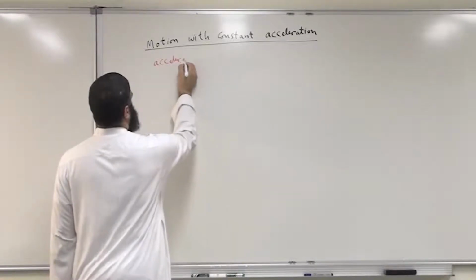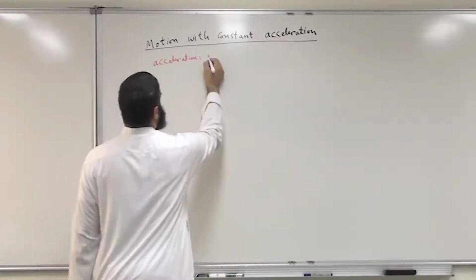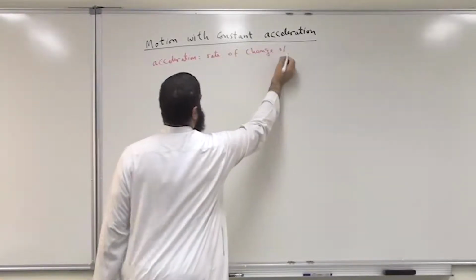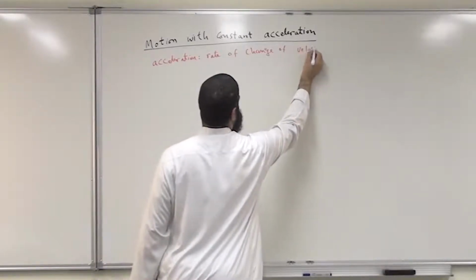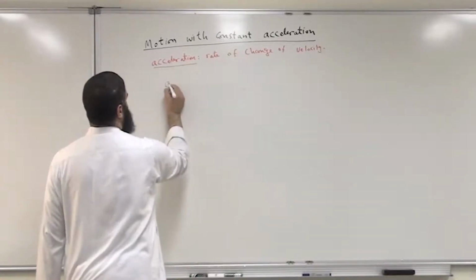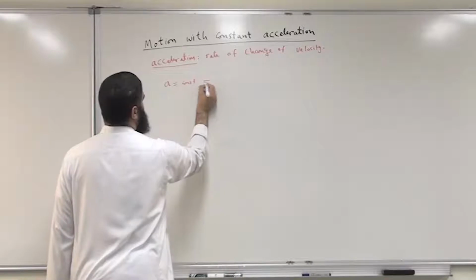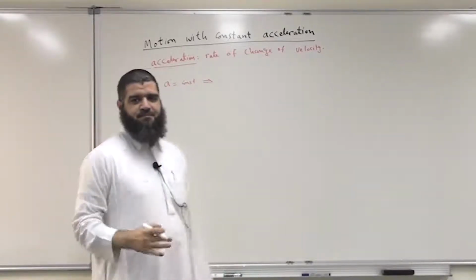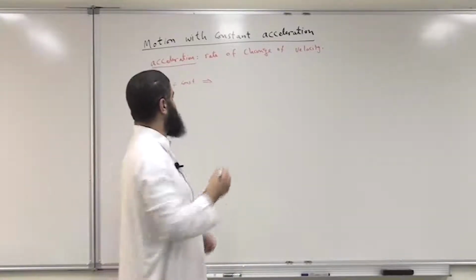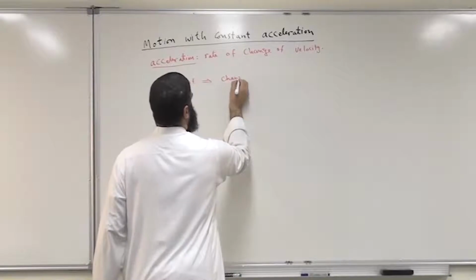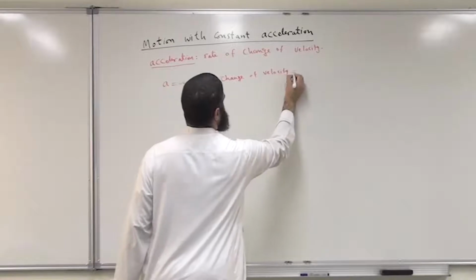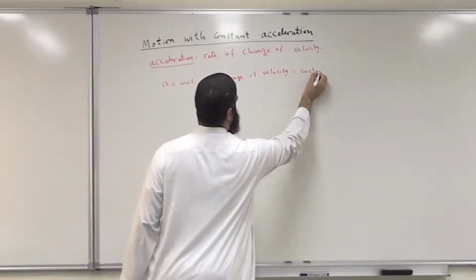Acceleration is the rate of change of velocity with respect to time. And when we say that the acceleration is constant, so a is constant, what does it mean? This implies that the change of velocity is constant as we change the time. So the change of velocity as time changes is equal to a constant.